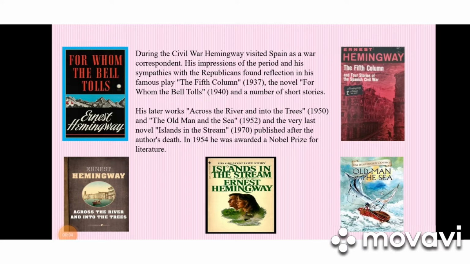During the Civil War, Hemingway visited Spain as a war correspondent. His impressions of the period and his sympathies with Republicans found reflection in his famous play, The Fifth Column, the novel For Whom the Bell Tolls, and a number of short stories. His later works: Across the River and Into the Trees, and The Old Man and the Sea, and the very last novel Islands in the Stream, published after the author's death. In 1954, he was awarded a Nobel Prize for Literature.